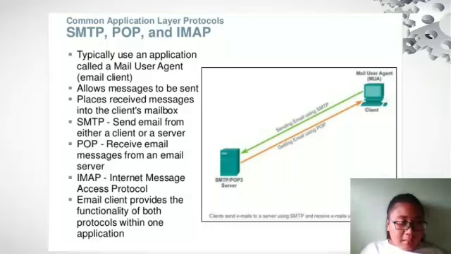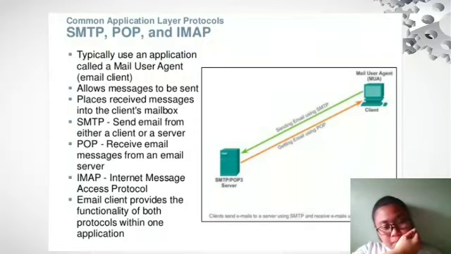SMTP, POP, and IMAP. Typically used in an application called a mail user agent, or email client, which allows messages to be sent and places received messages into the client's mailbox. SMTP sends email from either a client or a server. POP receives email messages from an email server. IMAP, Internet Message Access Protocol. An email client provides the functionality of both protocols in one application, as shown in this figure.